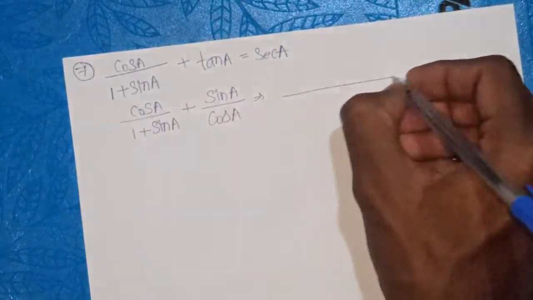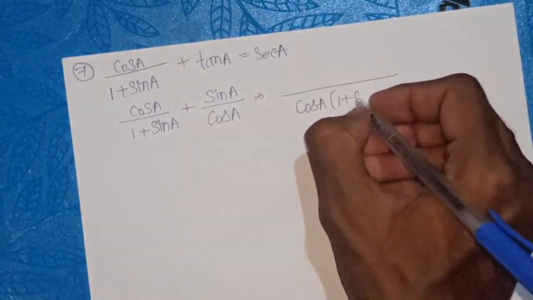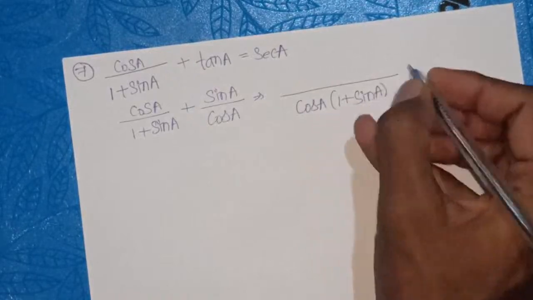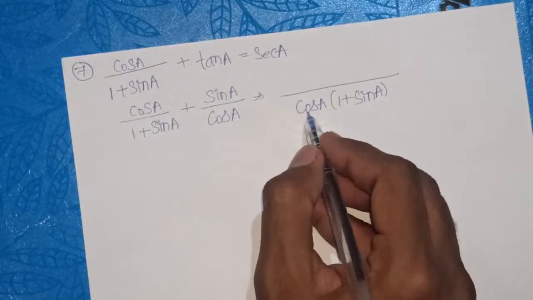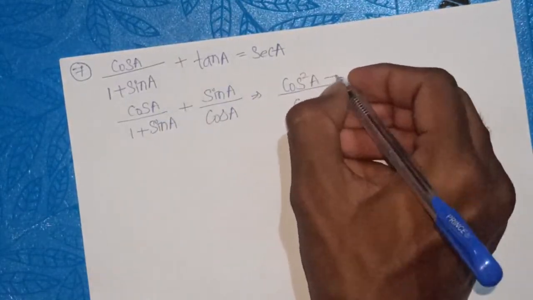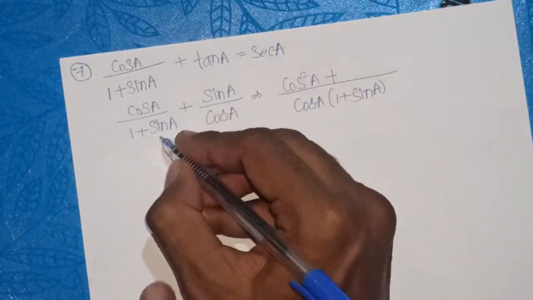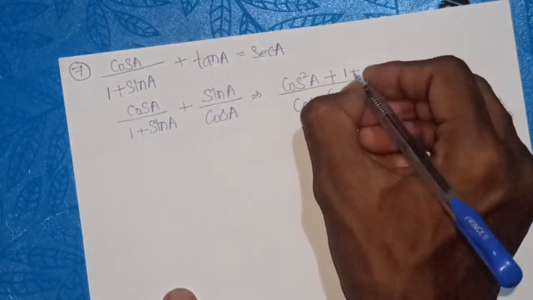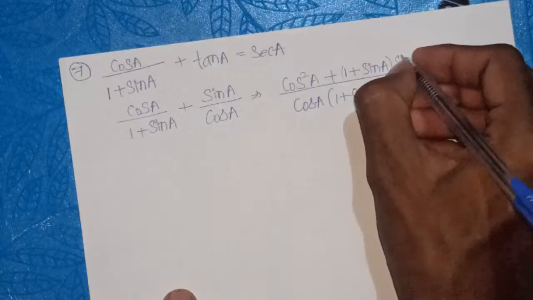When we take LCM, cos A into 1 plus sin A, and here in the first term we are having 1 plus sin A, so we need to multiply with cos A and cos A, that is cos square A, plus in the second term in the denominator already we have cos A, so we need to multiply with 1 plus sin A, that is 1 plus sin A into sin A.